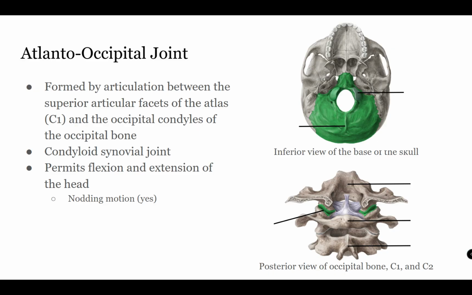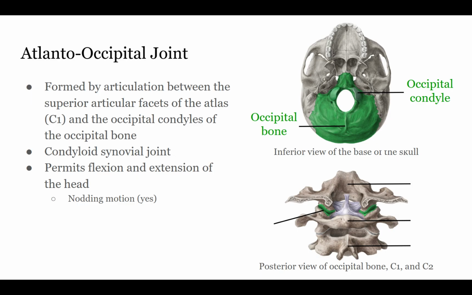The atlanto-occipital joint is formed between the superior articular facets of the atlas and the occipital condyles of the occipital bone of the skull. In the top image on the right, which shows the inferior view of the base of the skull, we see the occipital bone highlighted in green. One of the bony landmarks on the occipital bone is the occipital condyle, which is the bony landmark which articulates with the superior articular process of the C1 vertebra.